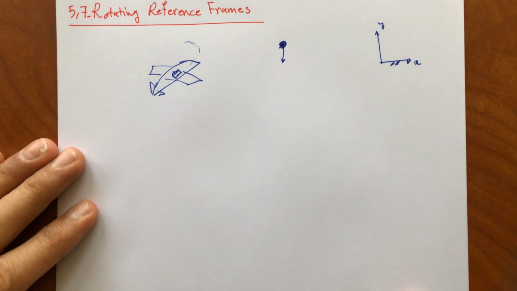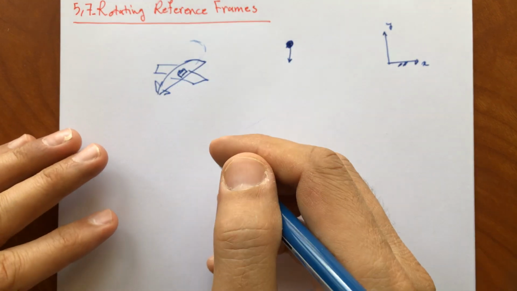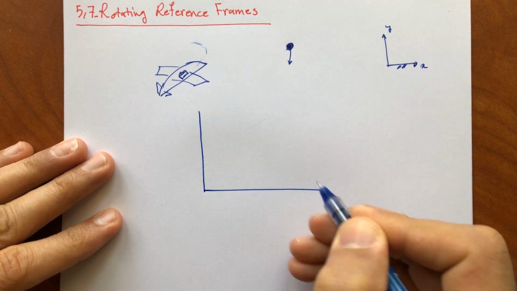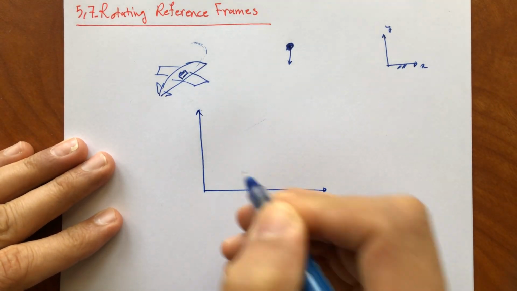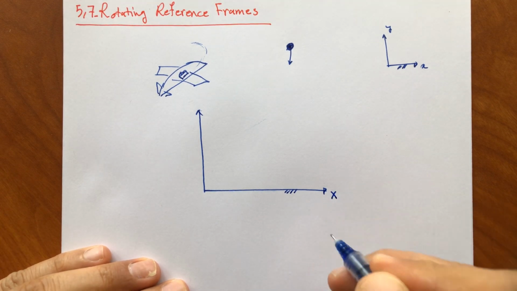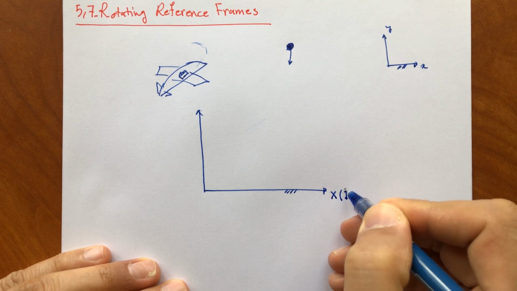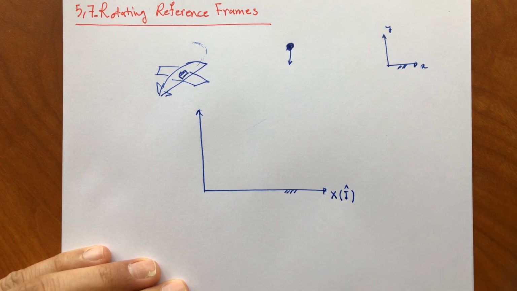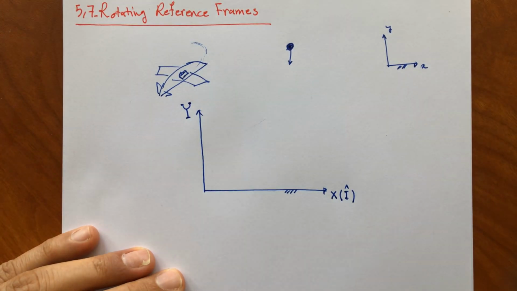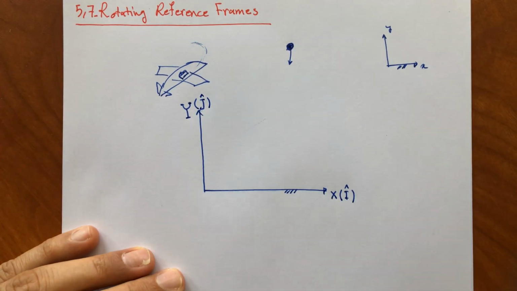So to make this a little bit more abstract and more mathematical, let me start with this. Let's say we have a coordinate which is fixed to the ground. It is not moving. I'm going to call its x direction capital X, and I'm going to show its unit vector with capital I hat. And for the y direction, I'm going to show the unit vector with capital J hat.